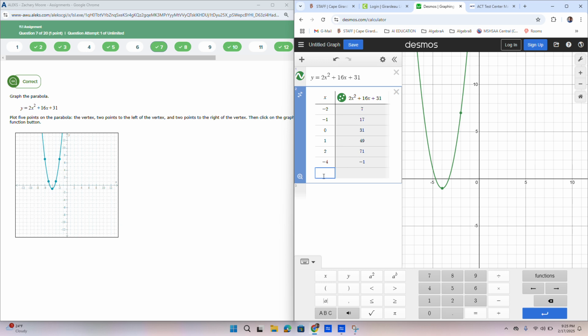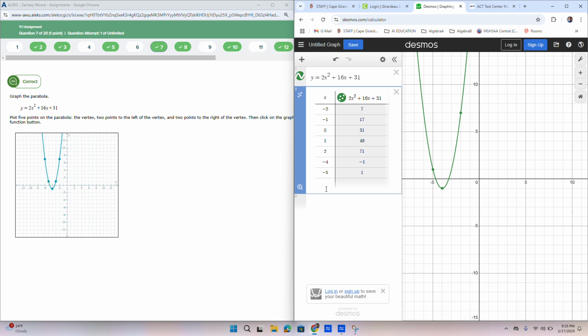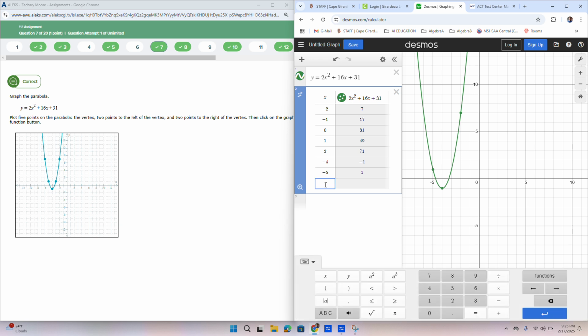Now we want 2 to the left, so instead of -4, we're going to type in -5. So that's at -5, 1. So then you go over here to -5, 1 and plot that. Then we need one more to the left, so we're going to type -6. And that told me that my y value is 7. So then we go to -6 and then 7. So we got these two on the left. Now we need the two on the right.